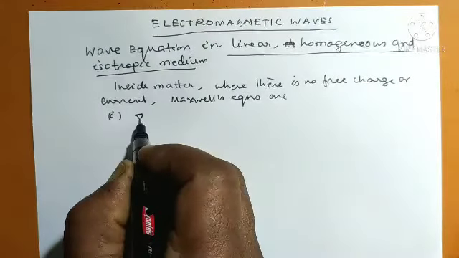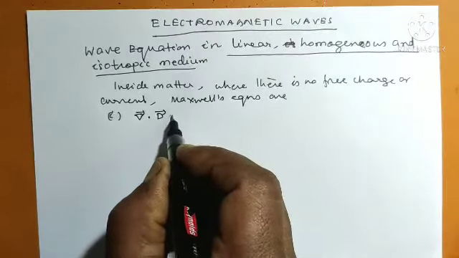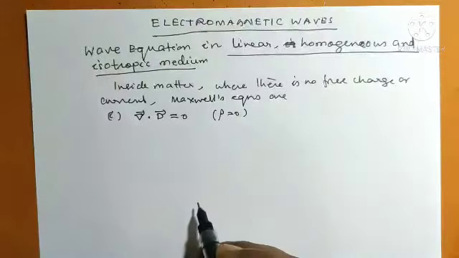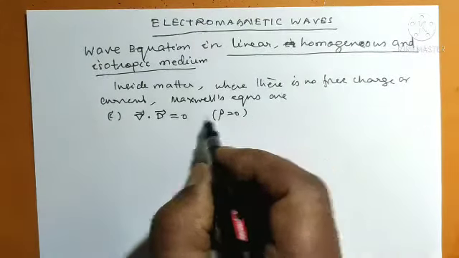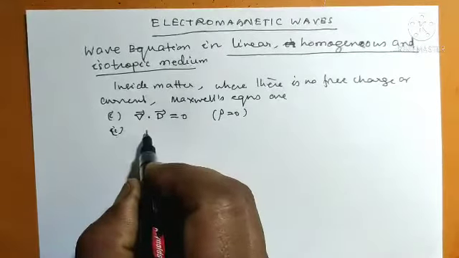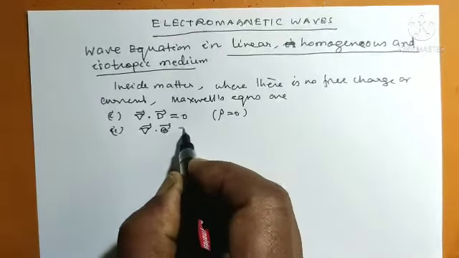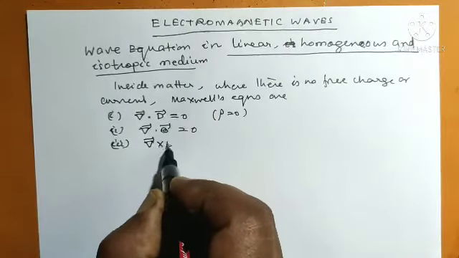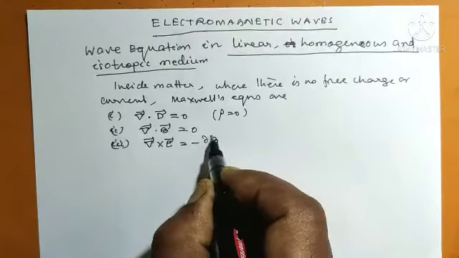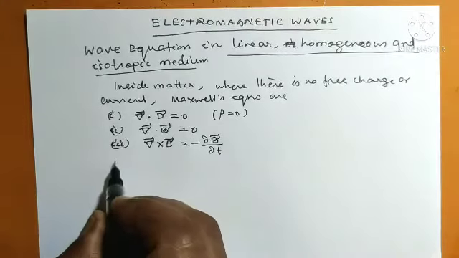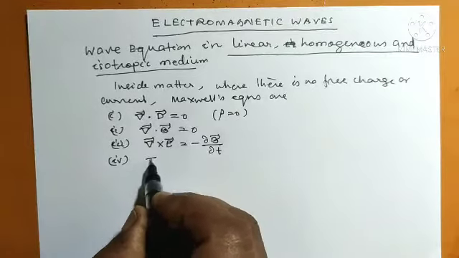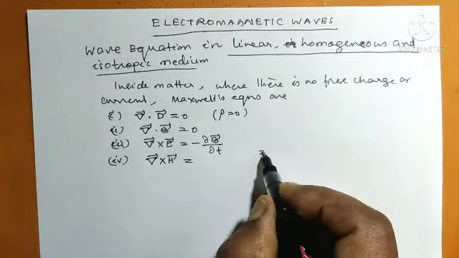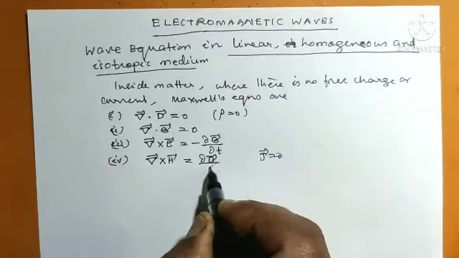First, div D equal to 0, because rho equal to 0; div D equal to rho, so rho equal to 0 means div D equal to 0. Second, div B equal to 0. And the third equation is curl E equal to minus del B by del t. And the fourth one is curl H equal to J plus del D by del t. Here J is 0, so only del D by del t.